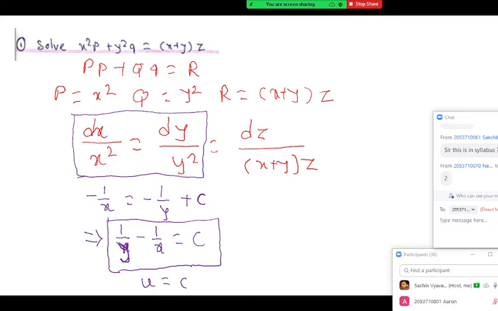Okay, now one more solution we want. Now you can again observe these three ratios, first, second, and third, and you can decide what can be done so that you can integrate. The observation power is very important here.